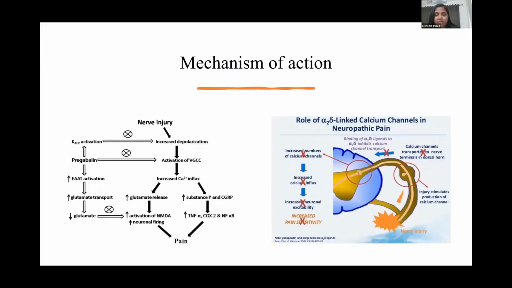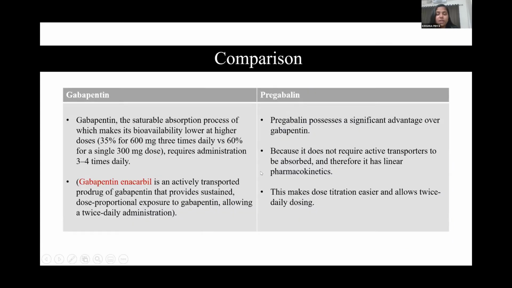Coming to the mechanism of action, we can see that pregabalin prevents the activation of voltage-gated calcium channels. Thus, all the pathways leading to pain, that is increased calcium influx, increased glutamate release, NMDA activation, and the release of inflammatory markers, will all be reduced when this voltage-gated calcium channel is blocked by the action of pregabalin. Here we can also see how the calcium currents affect pain, and blocking them can decrease the pain sensation.